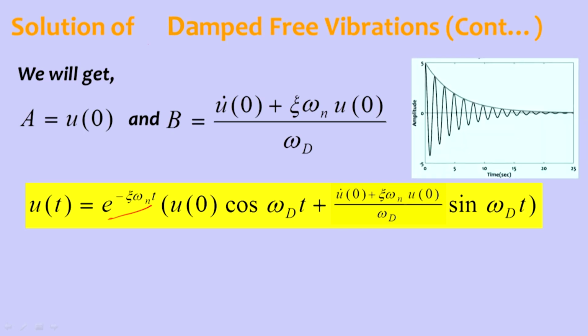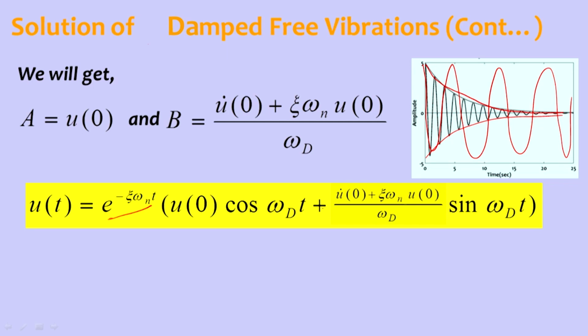If we plot this solution, we get a solution like this. For undamped free vibration, it will not come down; the vibrations will go on without any reduction in energy. But because of the presence of damping, you can see this envelope function. The energy in the vibration is coming down in every cycle.